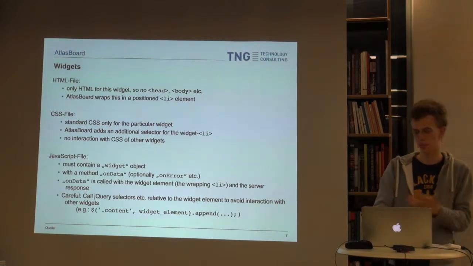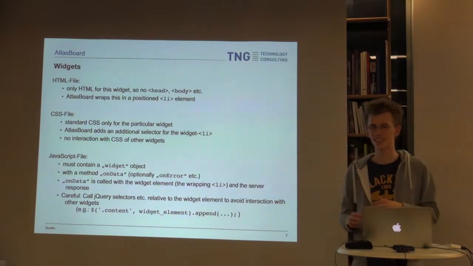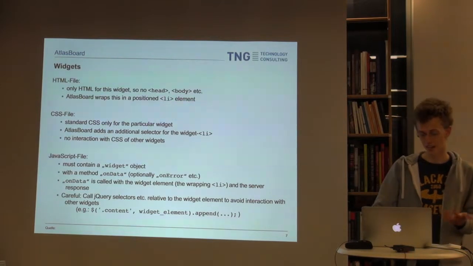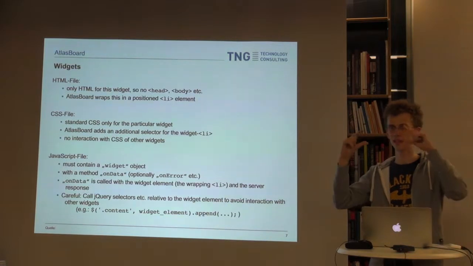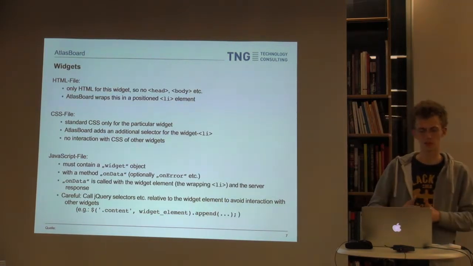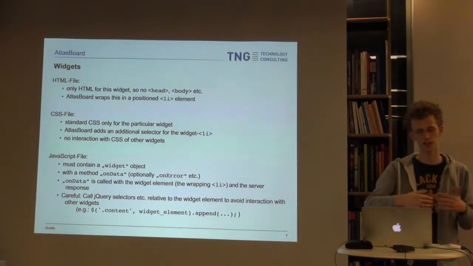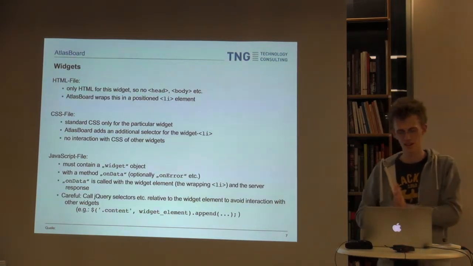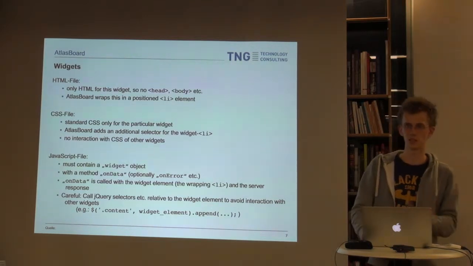The JavaScript file must contain a widget object with a method onData, which is, as the name suggests, called when the data arrives. onData is called with the widget element, the list item we talked about earlier. So in your JavaScript, you can do all the jQuery selectors and so on in the context of this list item element, so you don't interfere with anybody else.